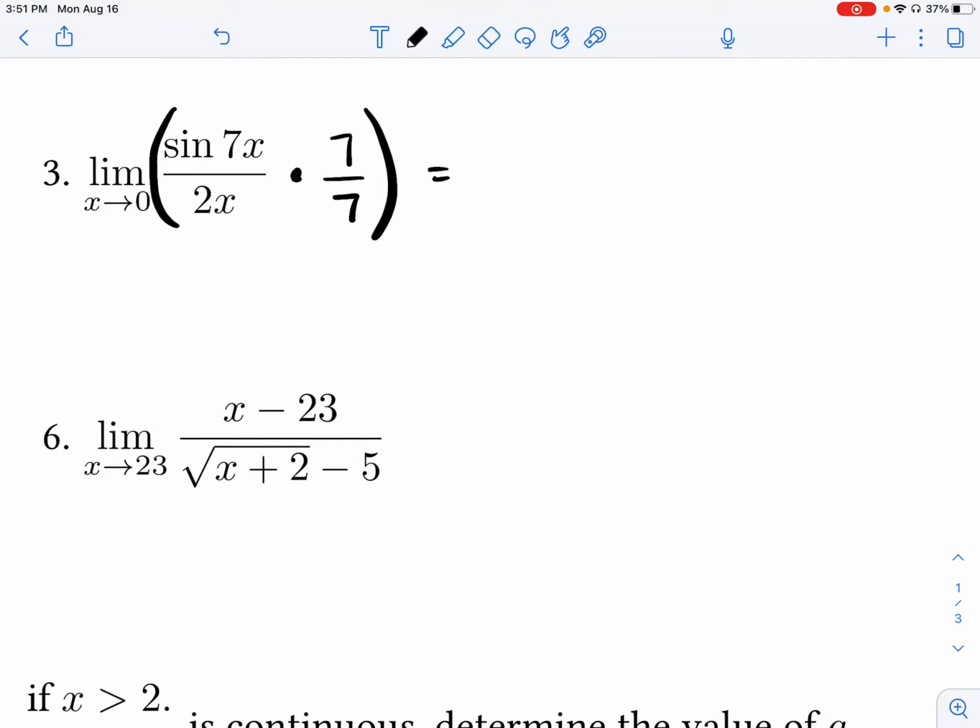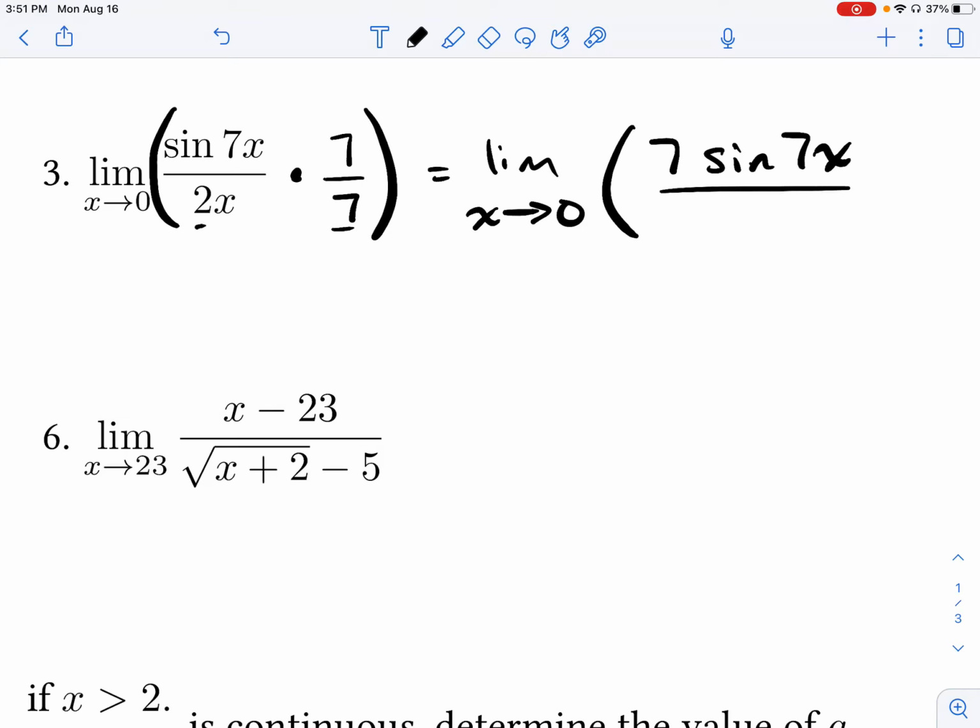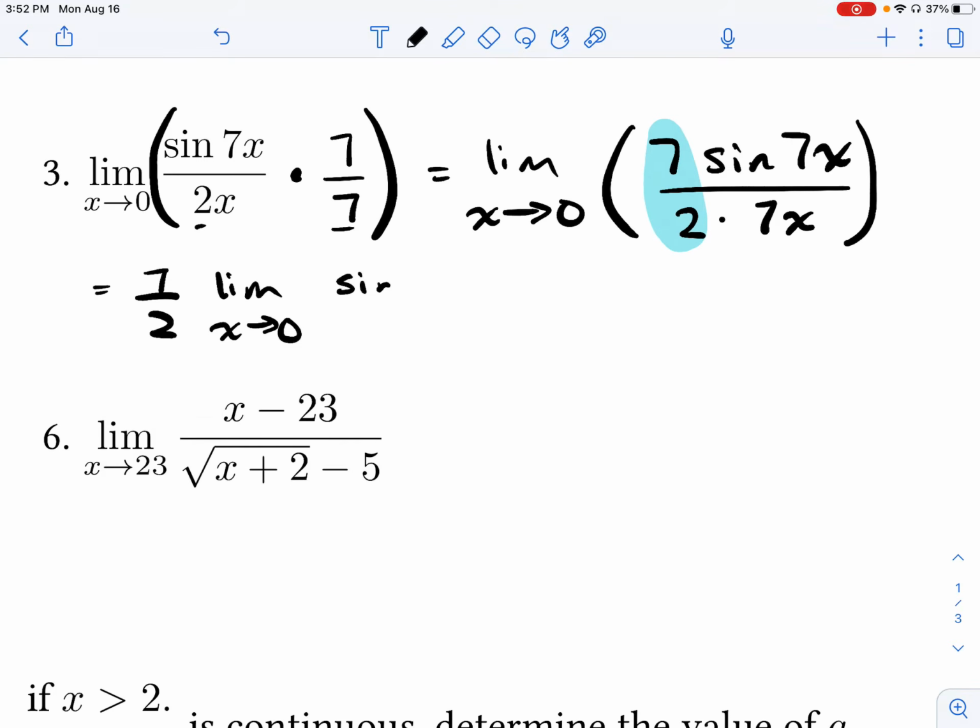Because this limit is equal to the limit as x approaches 0 of 7 sine of 7x. And if all I do is move around the 7 and 2, switch these around, look at what I have in the denominator. I now have 2 times 7x. And now I can take out this scalar of 7 over 2 to the outside, and rewrite this as 7/2 times the limit as x approaches 0 of sine of 7x over 7x.